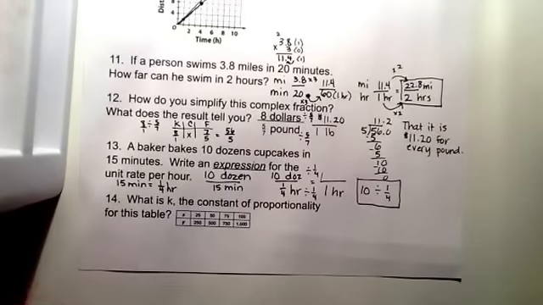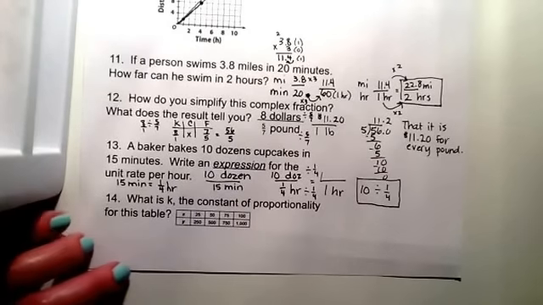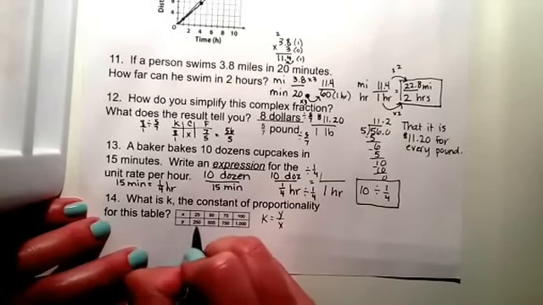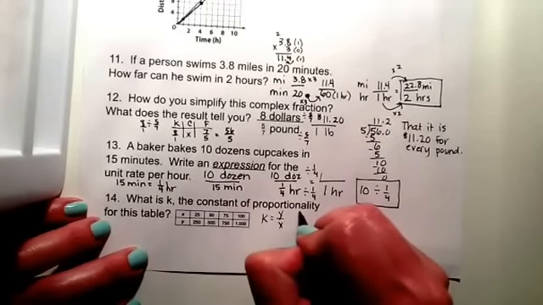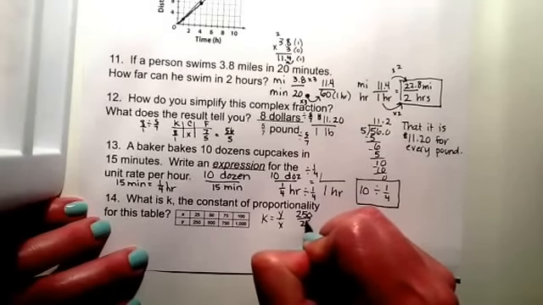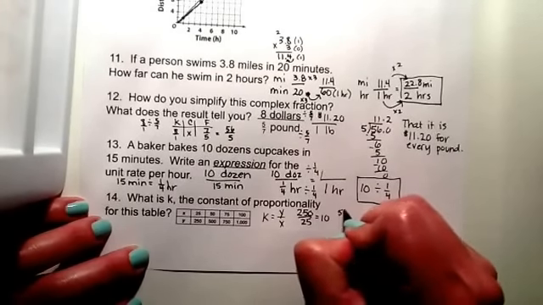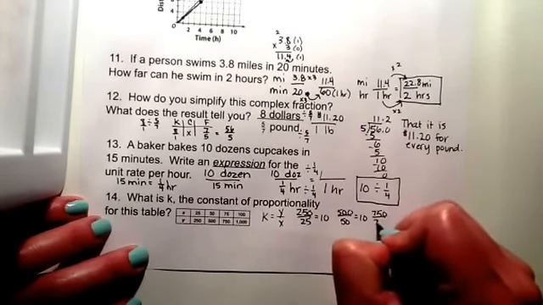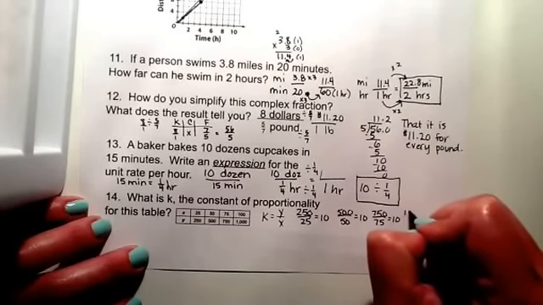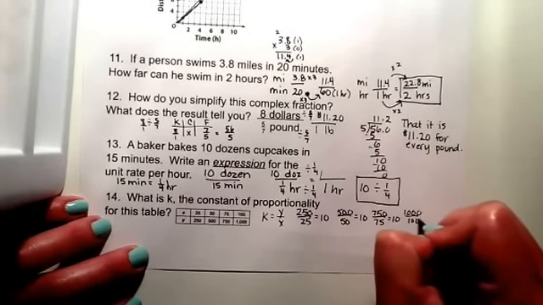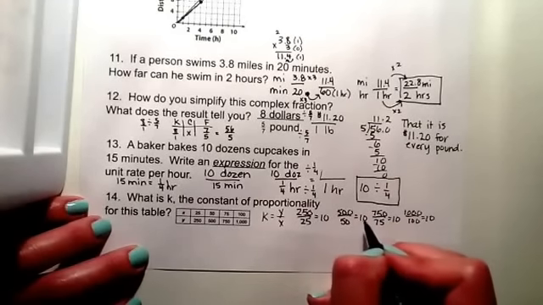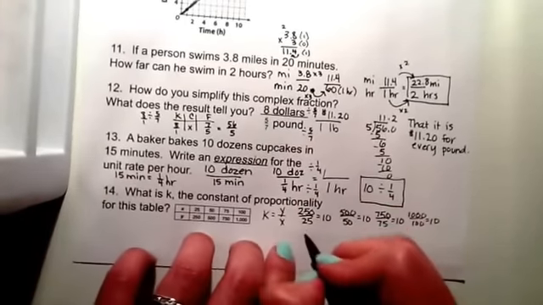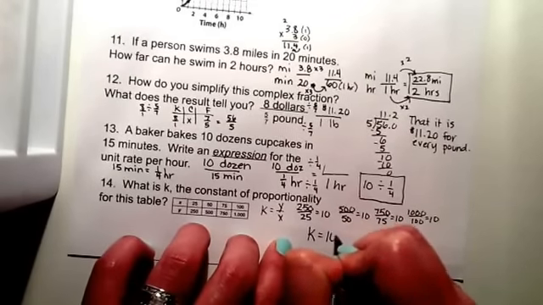And the last one, number 14. What is K, the constant of proportionality for this table? Again, K is equal to Y divided by X. So you want to line up all your columns and do that division. So 250 divided by 25 would give me 10. 500 divided by 50 would give me 10. 750 divided by 75 would give me 10. And 1000 divided by 100 would also give me 10. So you see that constant rate staying the same, showing the relationship between our x and y values. That is our constant of proportionality, so K equals 10.